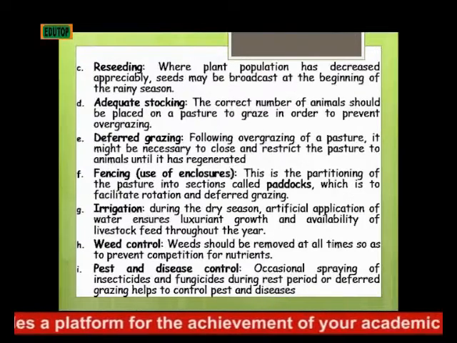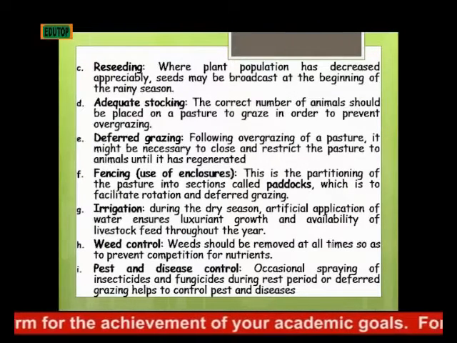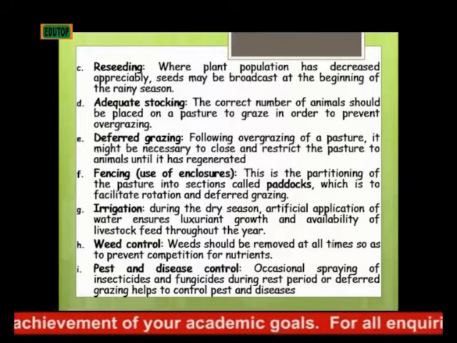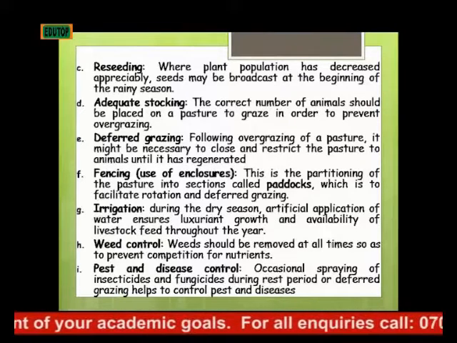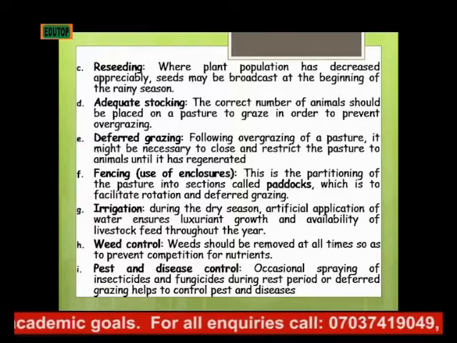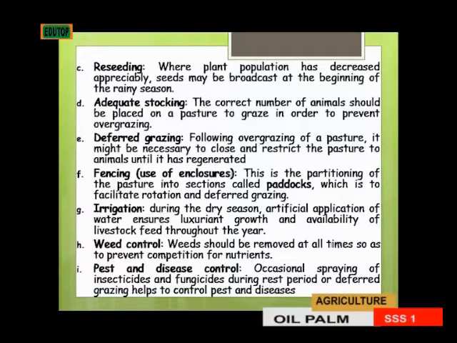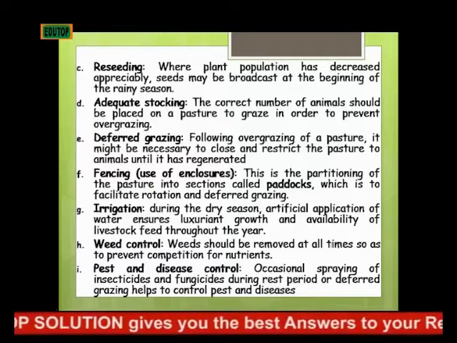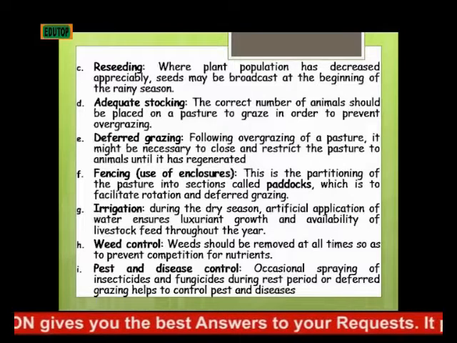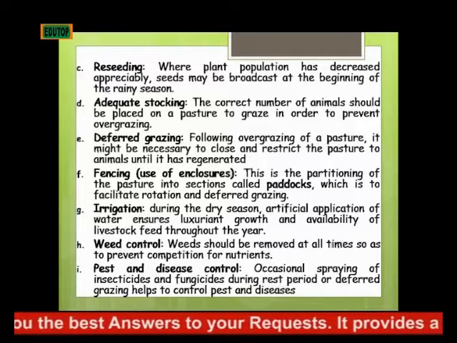Then the next one is reseeding. This is when the plant population has decreased appreciably. Seeds may be broadcast at the beginning of the rainy season, so that we can have new forage crops. Then adequate stocking. That is, the correct number of animals should be placed on a pasture to graze in order to prevent overgrazing.